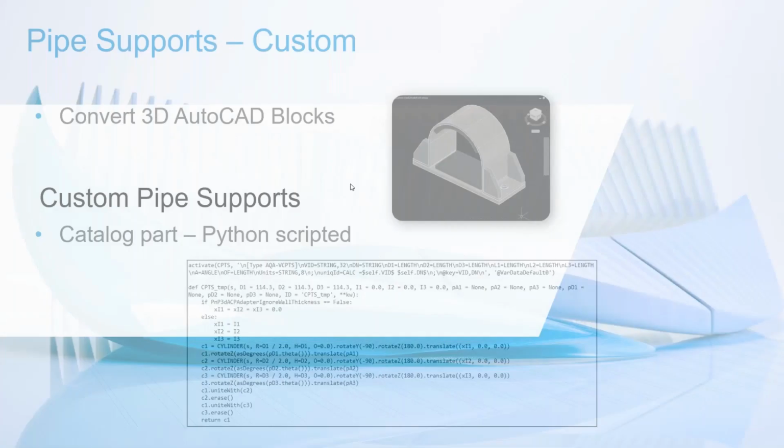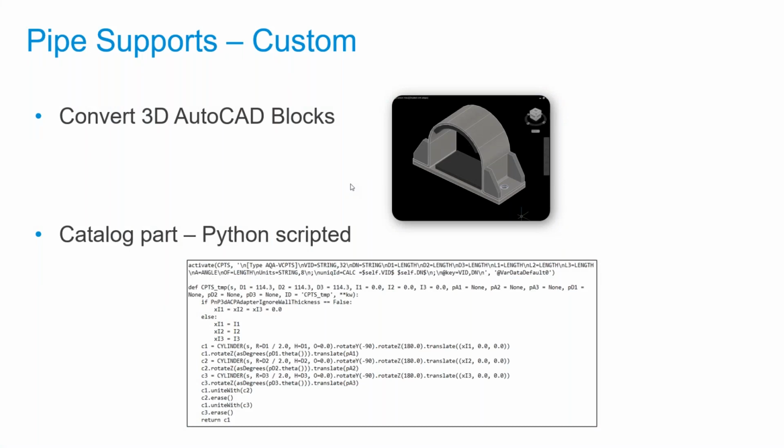Custom pipe supports is another thing that is interesting. You can convert, as we just said, AutoCAD blocks into pipe supports, and we will give you some details later. We also have Python scripts. Python scripts need programming skills, first of all, if you want to use them. But of course you're quite flexible then, and some customers are using this and making really nice things with it.